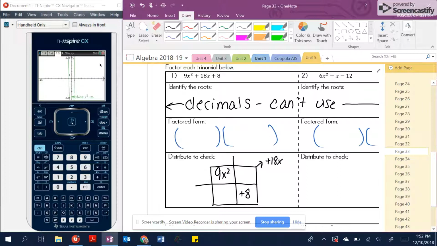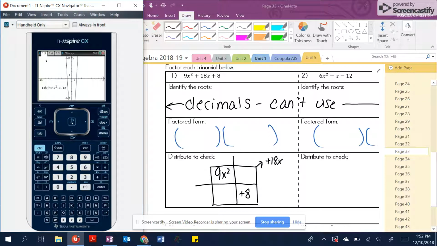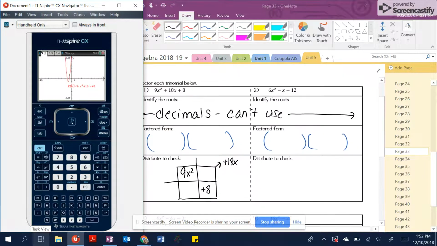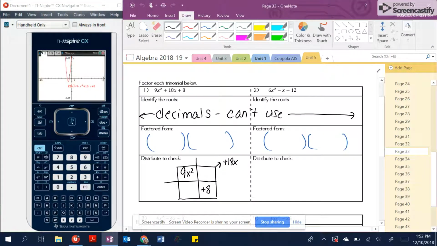But wait a minute. I can't, because when I graph this one over here, the roots were both decimals. So what are other factors other than 1 and 9? Oh, yeah. 3 and 3? All right, let's do it. So 3x and 3x. Okay. And I need to get 8 somehow. And I'm going to get 8 from these two boxes that are left. Well, what about 1 and 8? So a positive 1 and a positive 8.